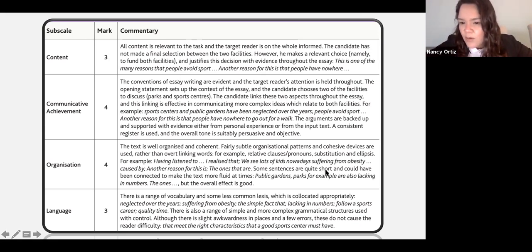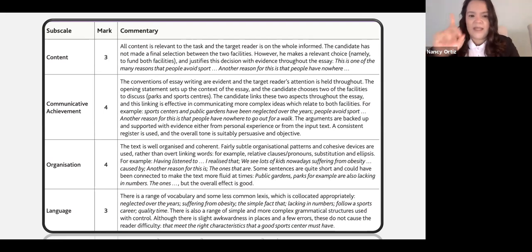Some sentences are quite short and could have been connected to make the text more fluid at times. Public gardens, parks, for example, are also lacking in numbers. But the overall effect is good, okay? The same thing. The person needed to connect the sentences more. That's why the person didn't get a 5.